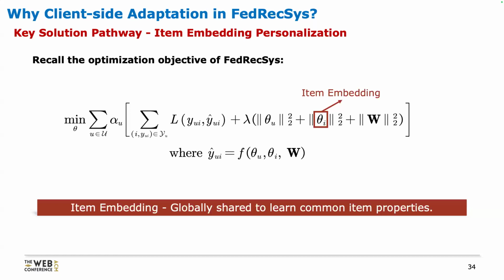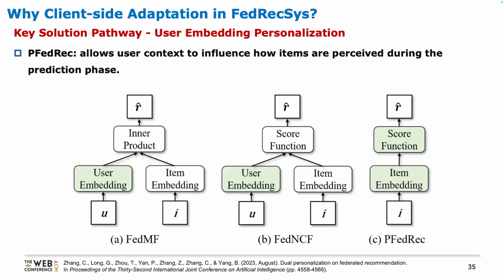Where user-specific embeddings handle who is consuming content, an emerging direction is to personalize what is being consumed, to allow item representations themselves to vary across clients. So in traditional recommender systems, an item such as a movie or product is represented by a single global embedding. However, in federated settings with diverse user populations, this can be limiting.